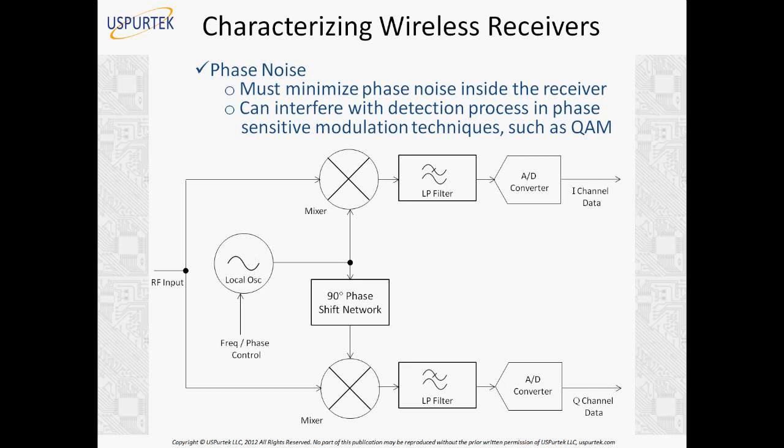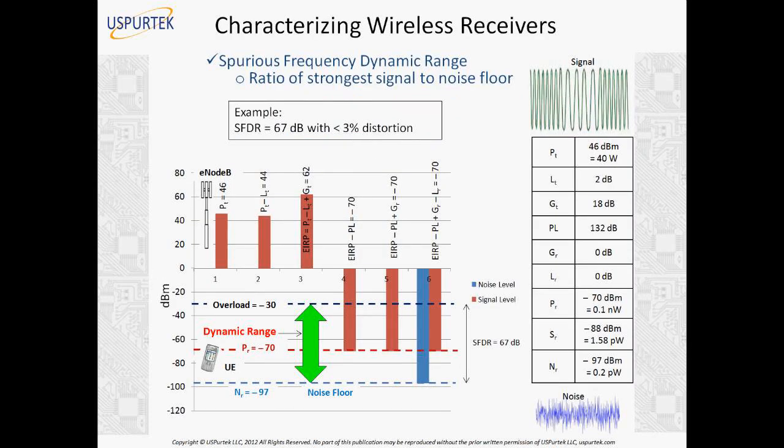Okay, spurious frequency dynamic range, which is nothing but the ratio of the strongest signal to the noise floor. We have talked about a very weak signal so far. So we have sensitivity, and all that stuff. But a very strong signal can also create problems. A very strong signal can cause overload in the amplifiers. So we have to know what is the limit of the signal. How much strong signal can we tolerate in the receiver? Now here in this illustration, we are showing overload at minus 30 dB. So the difference between this overload level and the noise floor is the SFDR, the spurious frequency dynamic range. Now, why do we call it spurious frequency?